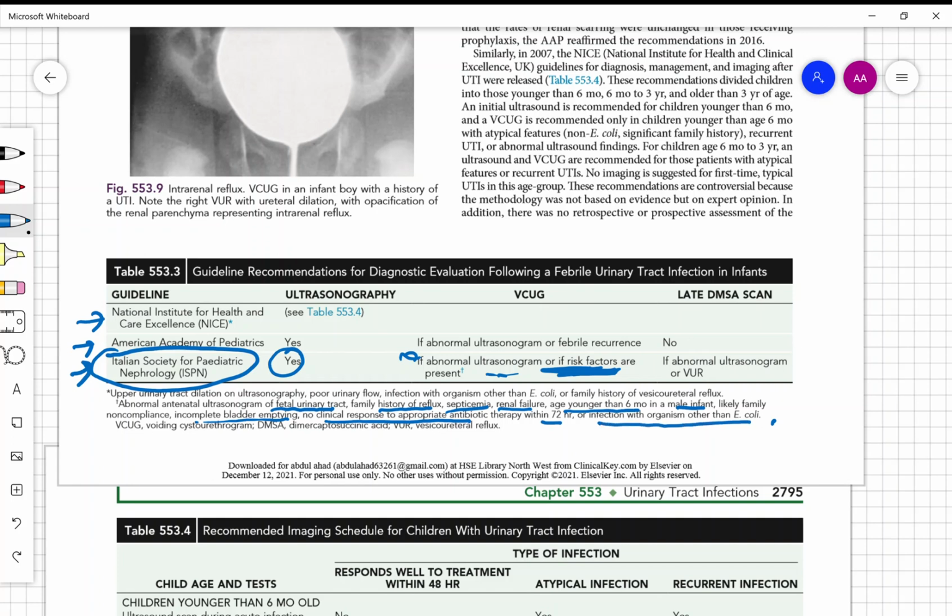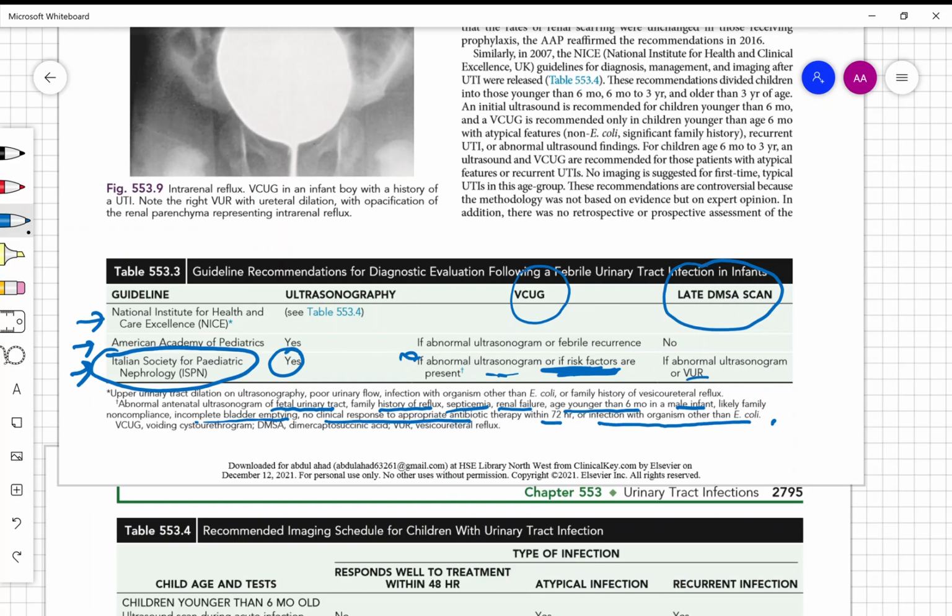So this is very important, and you can remember these risk factors, and for any kind of febrile UTI you can keep an eye on them. They only recommend a late DMSA scan if the ultrasound is abnormal or there is evidence of VUR. While the American Academy of Pediatrics says you have to do an ultrasound, and if the ultrasound is abnormal then you have to do VCUG, and they don't have any recommendation on the DMSA scan.